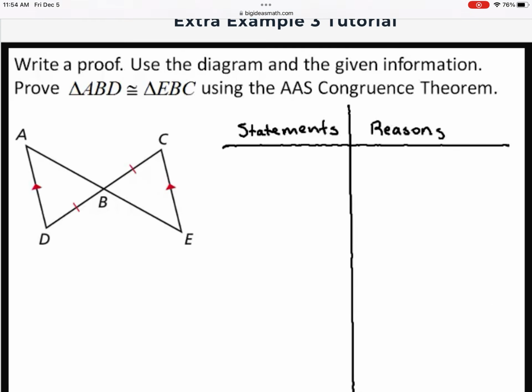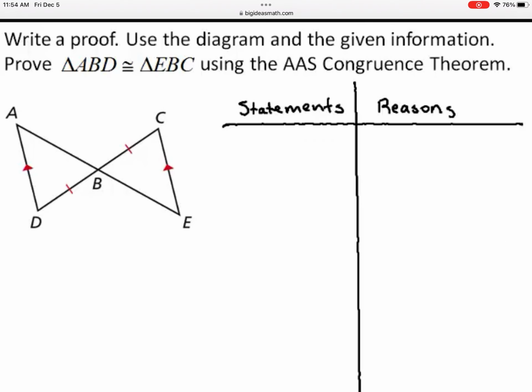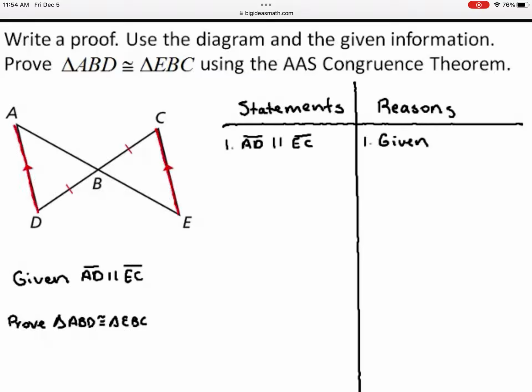Write a proof. Use the diagram and the given information. Prove that triangle ABD is congruent to triangle EBC using the AAS congruence theorem. Given that line segment AD is parallel to line segment EC, prove that triangle ABD is congruent to triangle EBC. Line segment AD is parallel to line segment EC because this was given information.